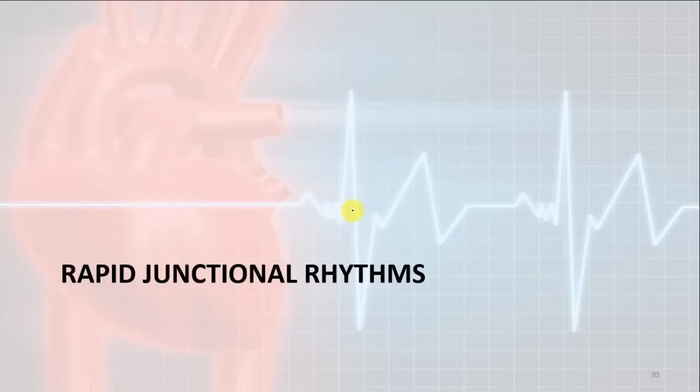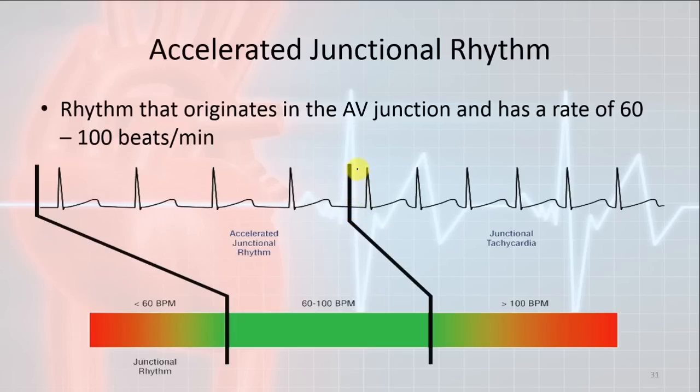Let's talk about some rapid junctional rhythms. The first thing I want to talk about is the difference between a junctional rhythm, accelerated junctional rhythm, and junctional tachycardia. First of all, any junctional rhythm that occurs between 40 to 60 beats a minute is considered a junctional rhythm. If you go above 60 up to 100, it's accelerated junctional rhythm.